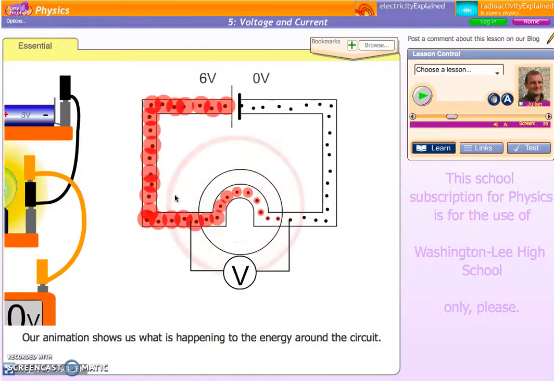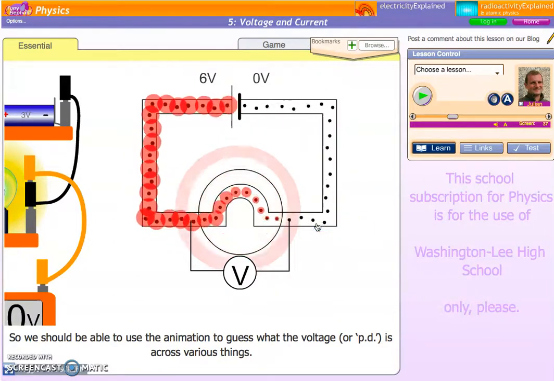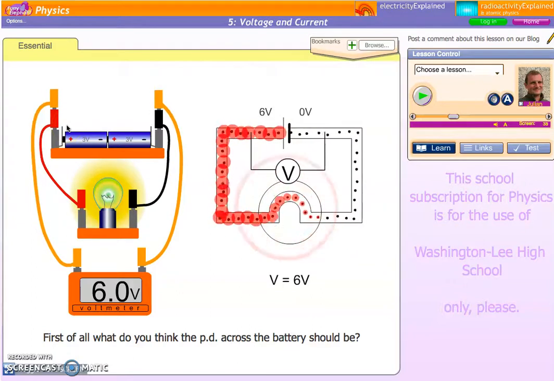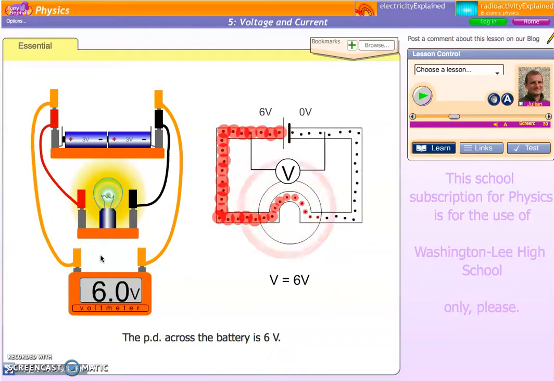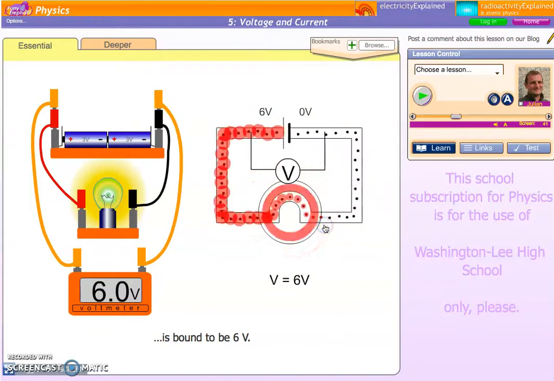Our animation shows us what's happening to the energy around the circuit. So we should be able to use the animation to guess what the voltage, or PD, is across various things. First of all, what do you think the PD across the battery should be? 6 volts? Oh, it is 6 volts. The PD across the battery is 6 volts. In fact, the PD between any point where the charges have all their energy and where they have none is bound to be 6 volts.